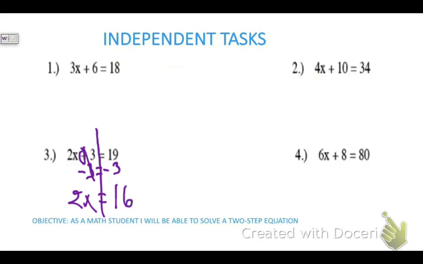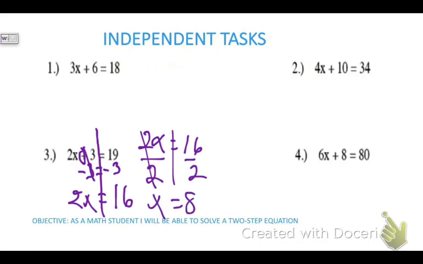All right, and so we're going to take 2x equals 16. Divide both sides by 2. And guess what? X equals 8. All right, that's your solution.